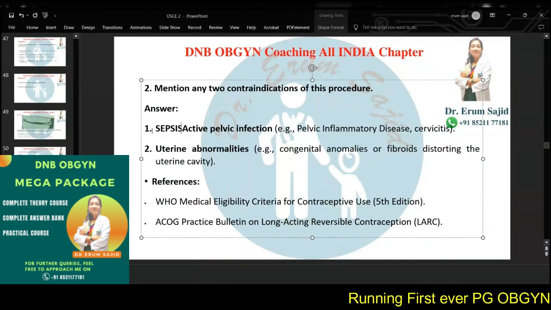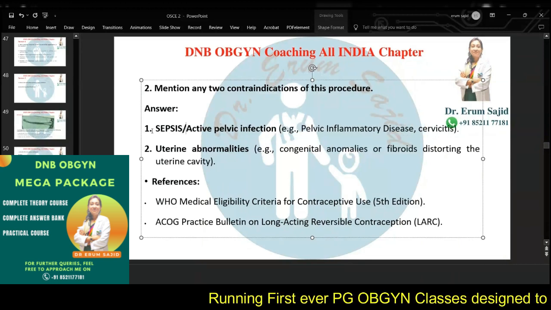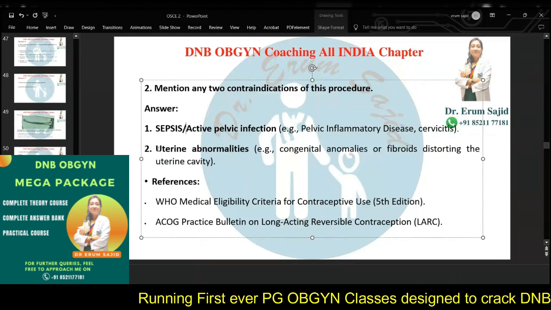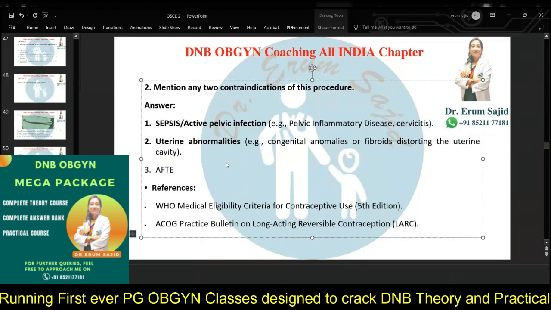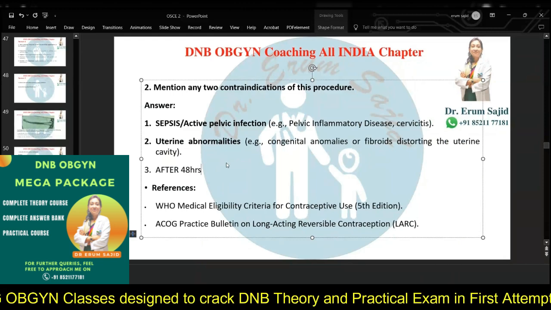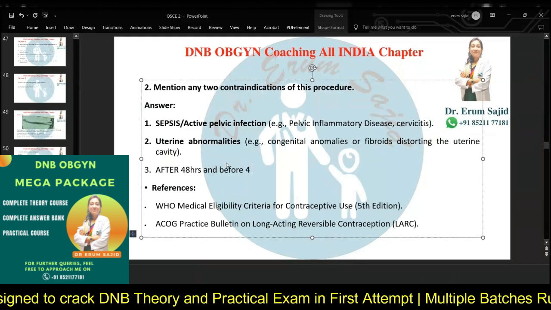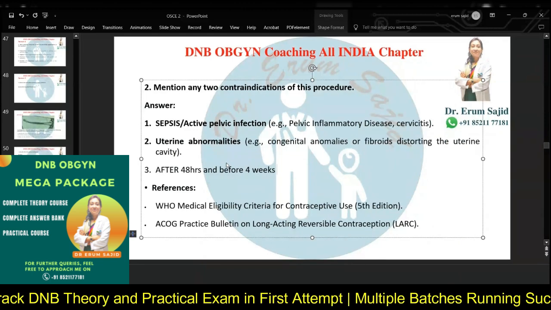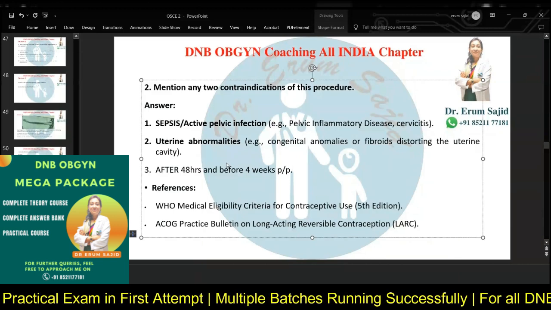Sepsis will be correct to write down. Sepsis, an active pelvic infection, is absolutely contraindicated. Uterine abnormalities are contraindicated. Here is one more condition I'll tell you: after 48 hours and before 4 weeks postpartum is contraindicated. Okay, that's one more contraindication.